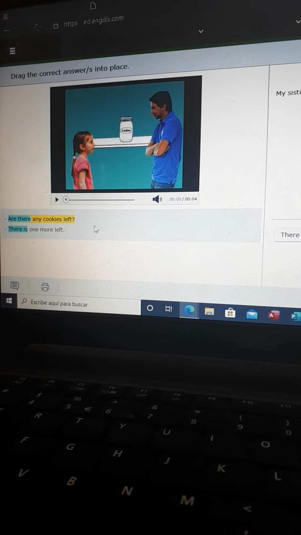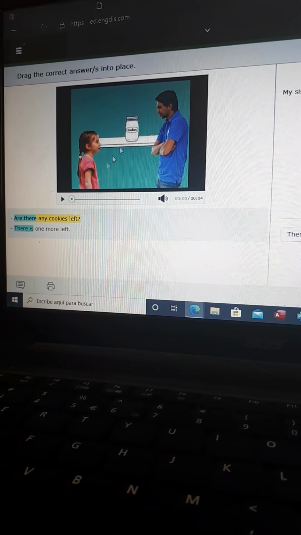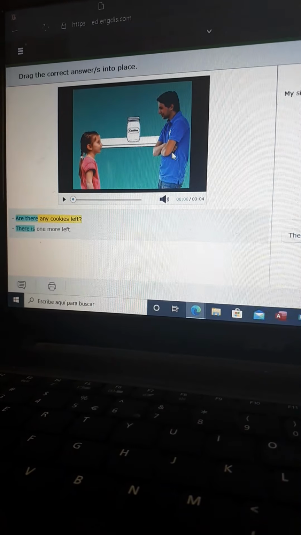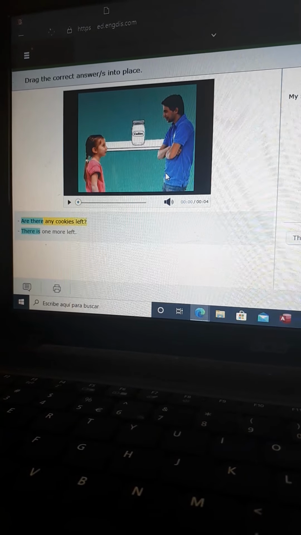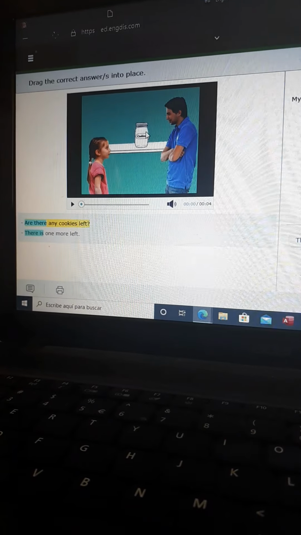Como quiera, aquí viene un ejemplo. Dice, are there any cookies left? Le pregunté al papá, a la hija, are there any cookies left? O sea, ¿hay algo de galletas? ¿Quedaron algunas galletas? There is one more left. Ah, pues queda una, ¿ok?